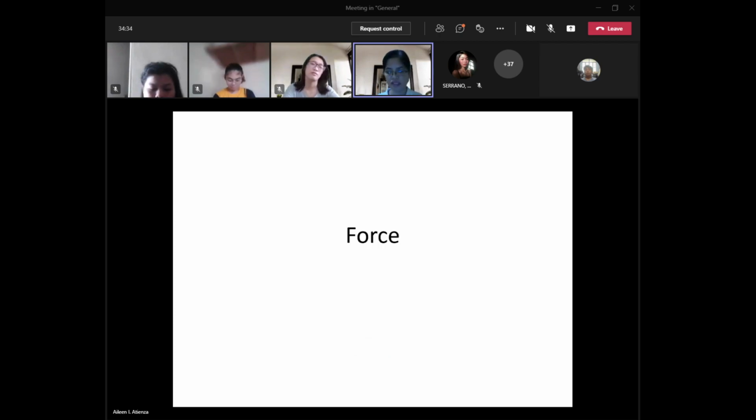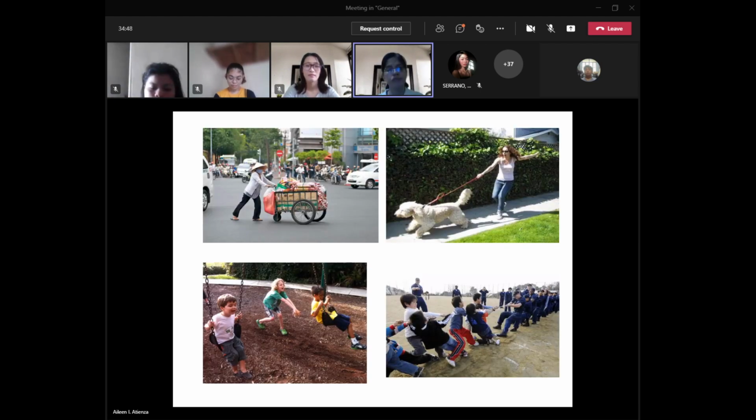So since we'll be having forces, let us identify the different types of forces. But before we do so, let us define first what force is. Okay. So looking at the photos, what can you see on the photos wherein we can relate it to forces? Anyone? Kindly unmute yourselves. What can you say about the photos? Yes, Ivo. Force po is the push or pull of objects po.